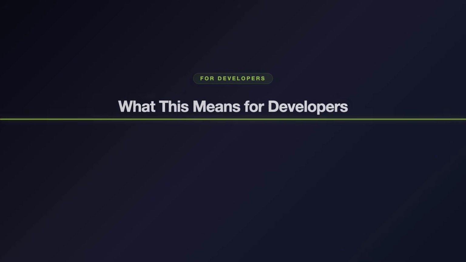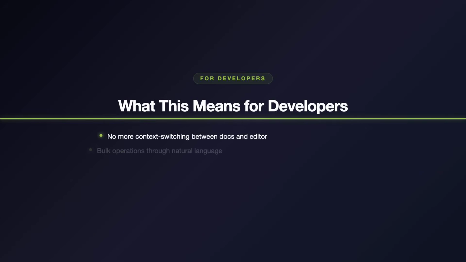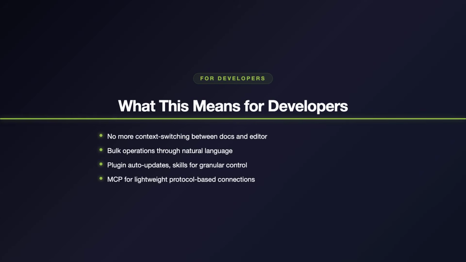Let's talk about what this means for developers. If you're building Shopify apps, the AI Toolkit fundamentally changes your workflow. Instead of context switching between documentation, API references, and your editor, your agent handles the research and implementation in one flow. The plugin approach means you always have the latest capabilities without manual updates. The skills approach gives you granular control over what your agent can access. And the MCP server provides a lightweight connection for agents that support the protocol.